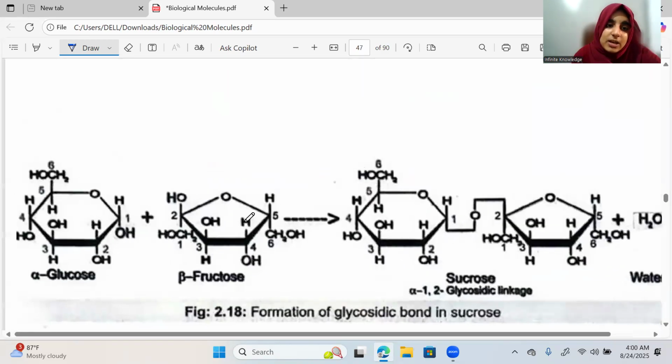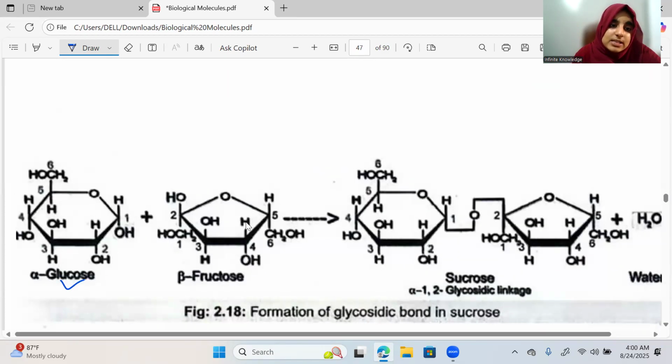As you see over here, this is glucose and this is fructose. So over here, this is carbon number 1 of glucose and this is carbon number 2 of fructose. Now what happens over here, basically on carbon number 1 of glucose, we have these two OH groups. These two will react together. What will they do? Basically, this OH will be eliminated.